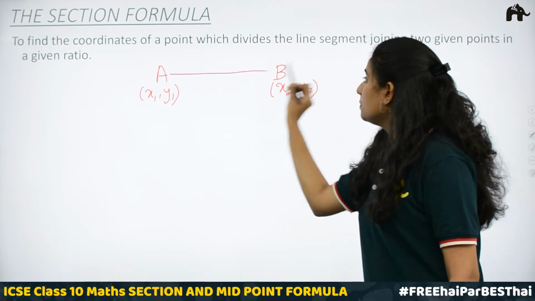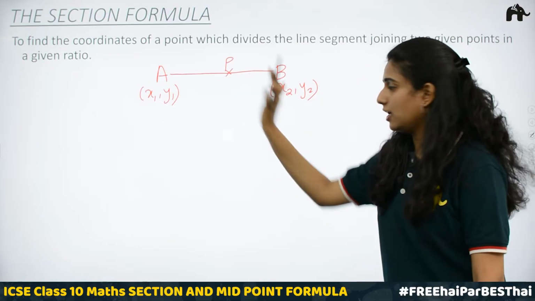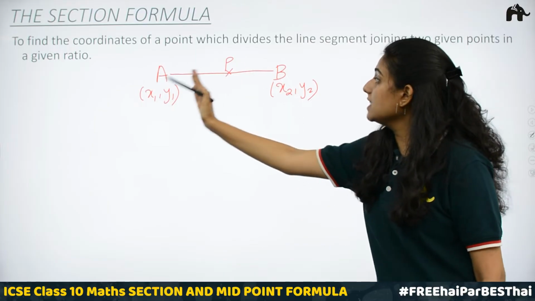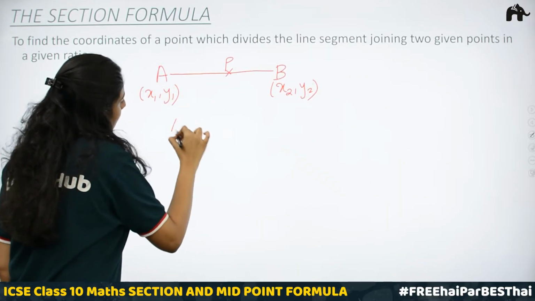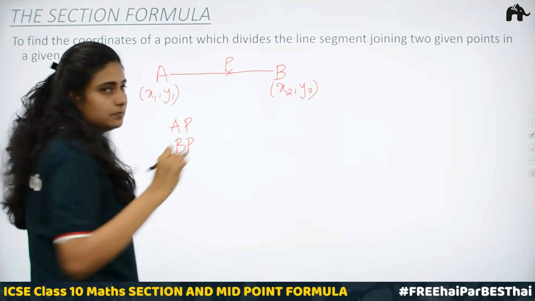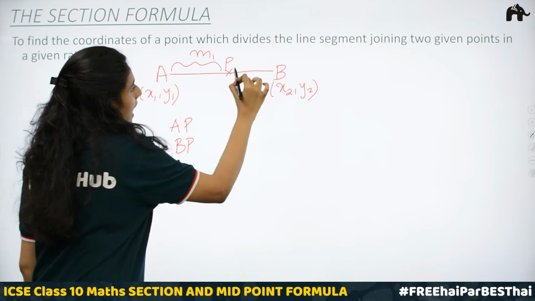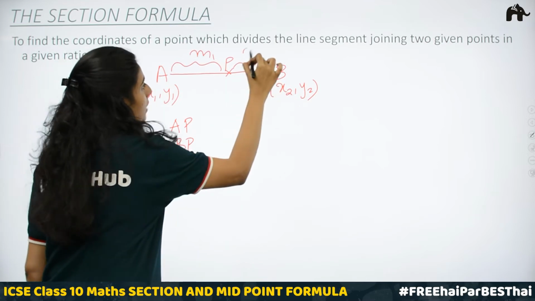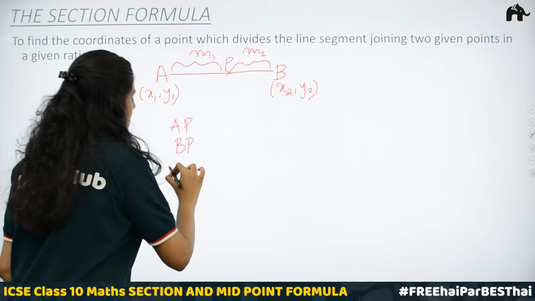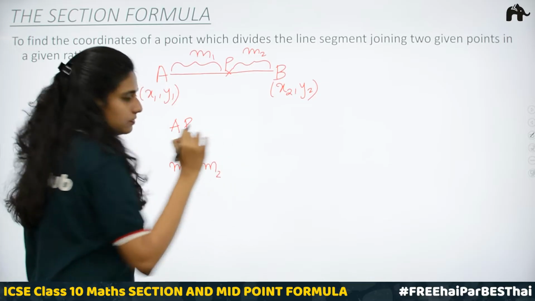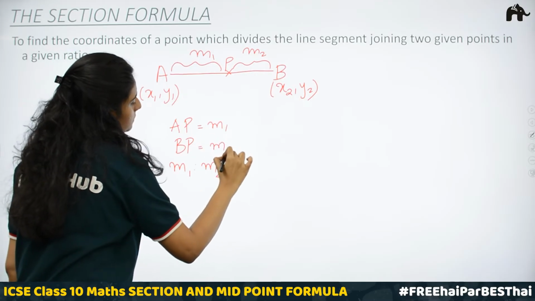When I join these 2 points using a straight line and take a point P, what does this point P do? P divides the line AB in a given ratio. Here we have AP and BP. Let us take the length AP as m1 and PB as m2. The ratio in which the line AB is divided by point P is m1 is to m2. Length AP is m1 and length BP is m2.